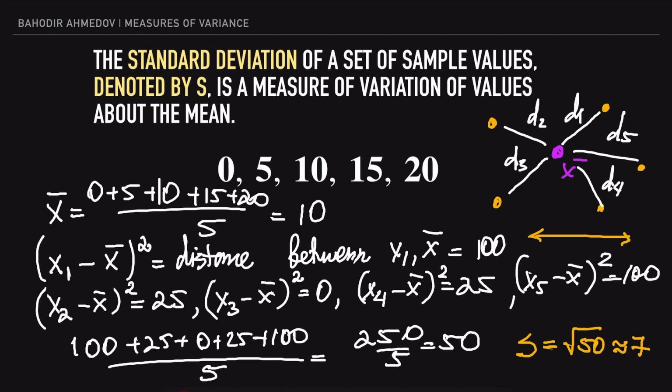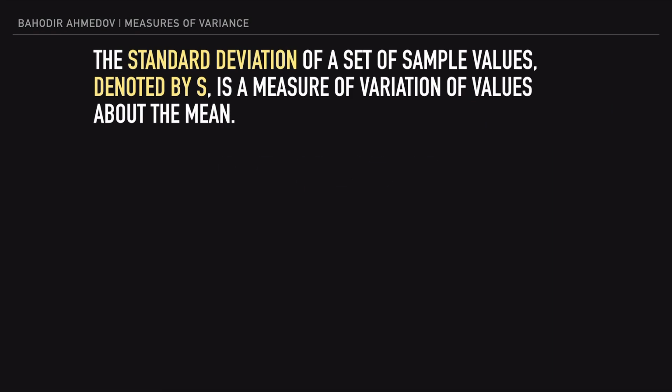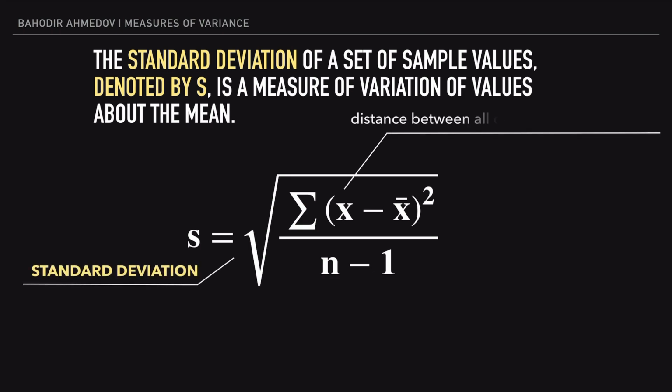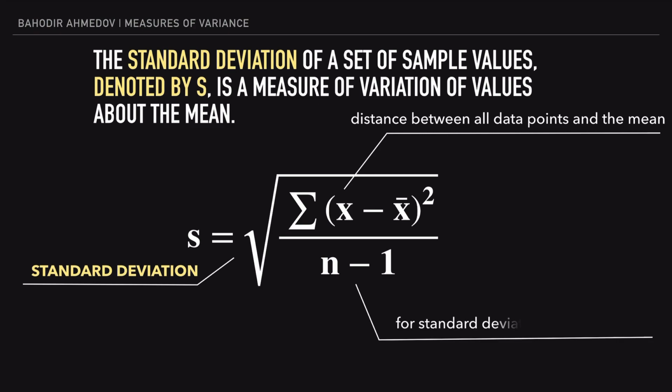bigger and bigger. So now let's just summarize all of these things which we have discussed and put everything into the formula wise. So if you're given the data set, we are going to find the distances between all of the points and the mean. We square them, and then we sum them, and at the end we divide this by the number of the sample points minus 1, and then we take the square root.